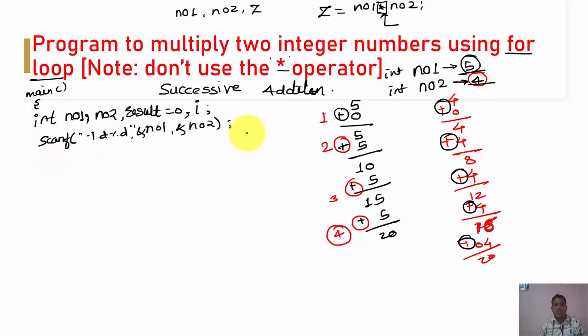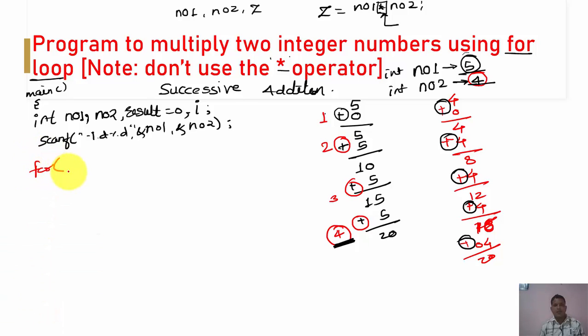So here the number of times the addition I am going to perform should be less than or equal to the second number. Just try to get this. The number of times I am going to add the first number to itself should be less than or equal to the second number, right? So for that, how am I going to define it? I am supposed to write the loop here.